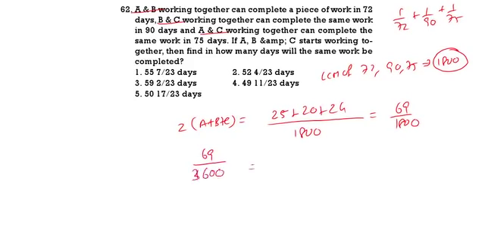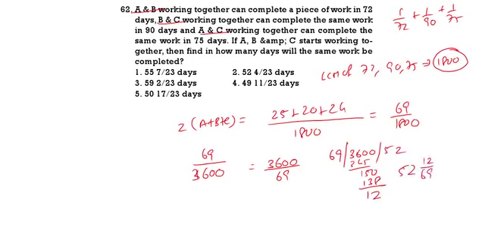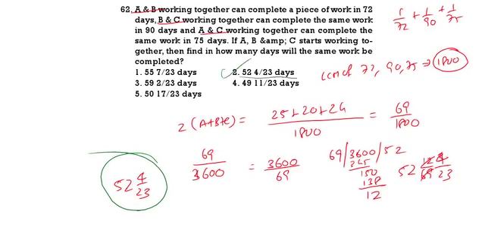So all three working together, divide 3600 by 69. Do the calculations. 69 5s 345. Then 150. 69 2s 138. Then 12. So 52 12 by 69. So that is 3 4s, 3 23s. So 52 4 by 23. That is the correct answer. 52 4 by 23 is the correct answer. So the option will be 2. 2 is the correct answer.